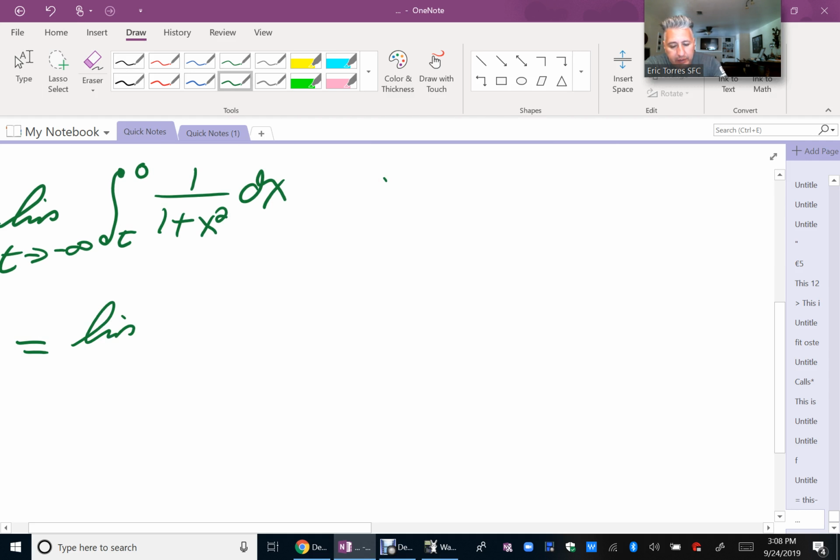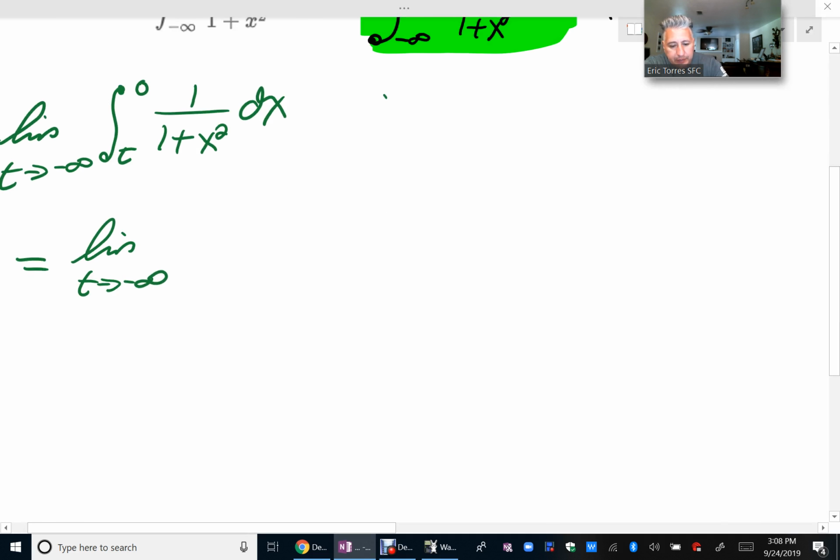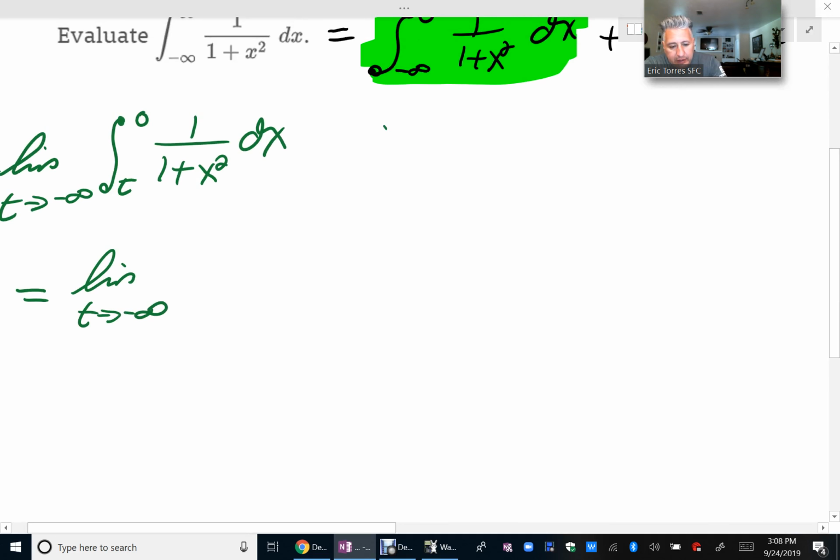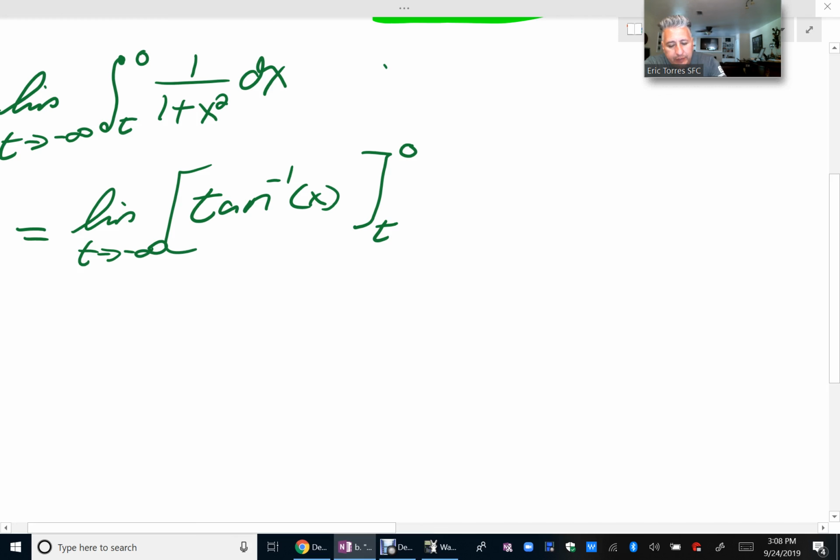That's going to be the limit as t approaches negative infinity of the arctangent of x from t to 0. And so what we have is the limit as t goes to negative infinity of the arctangent of 0.